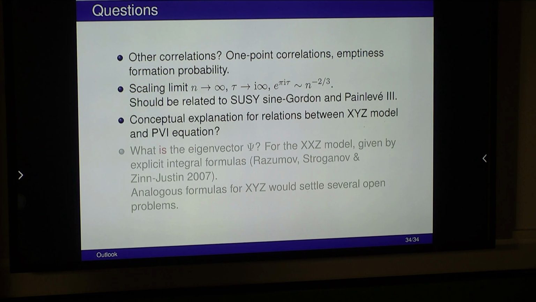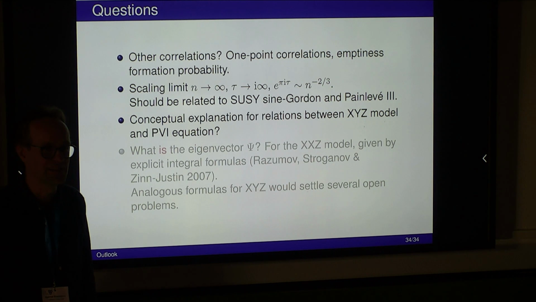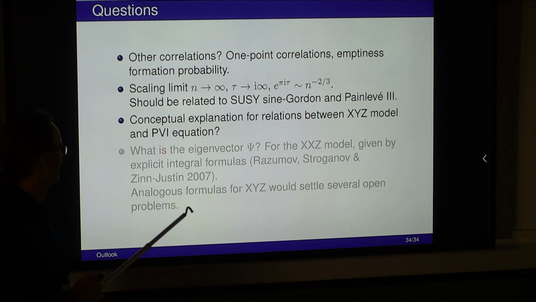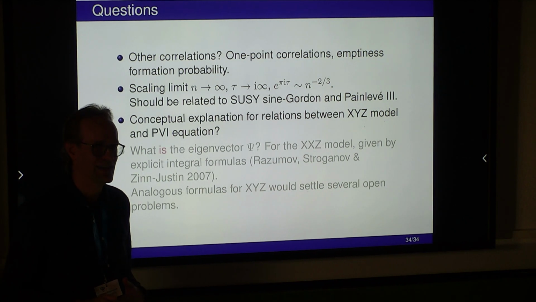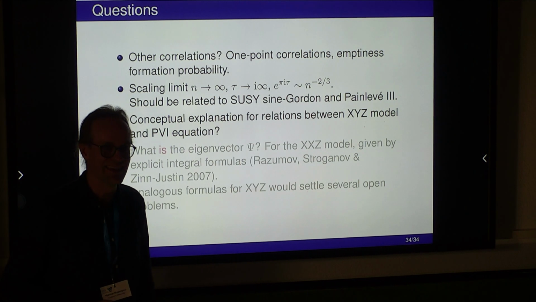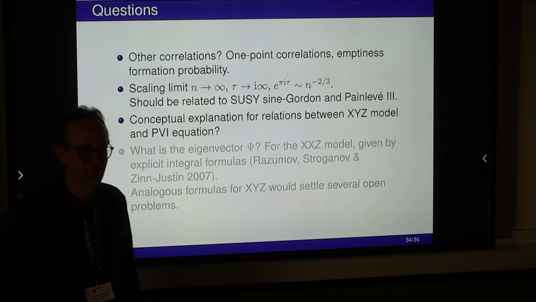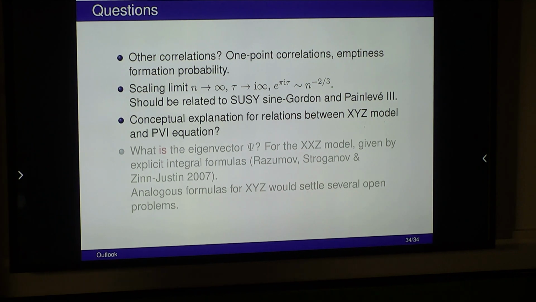And of course, as I said or hinted already, what's really missing here is conceptual explanations for all this. To us, the relation between the XYZ model and Painlevé 6 equation just falls out of massive computation. There's no conceptual understanding of why. So that's something that I think calls for some type of explanation.